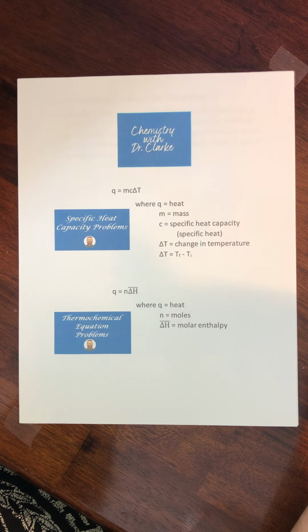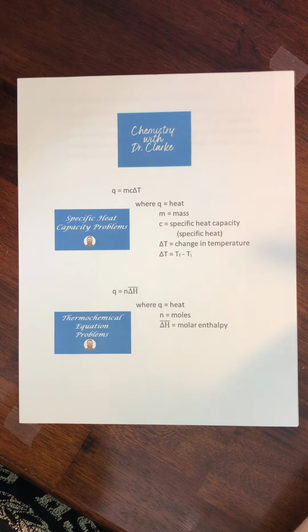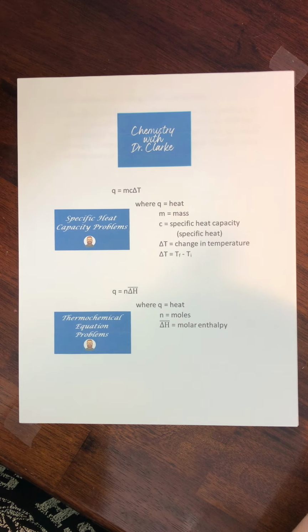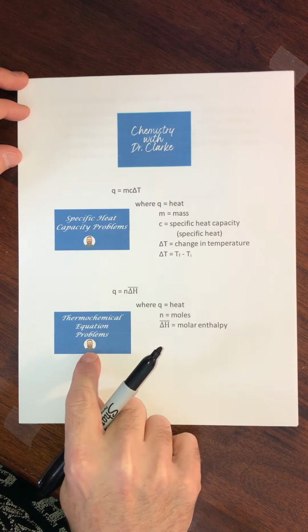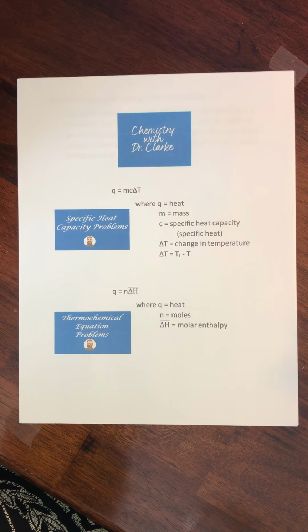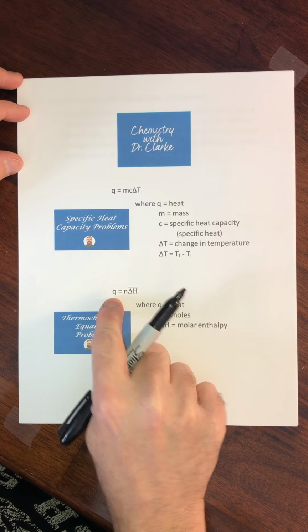go back and take a look at two of my other videos. There's one talking about the specific heat capacity problems. It uses this equation here. It talks about how if you're given all of the variables except one, how would you solve for the missing variable? How would you find mass, or how would you find specific heat capacity? The video that goes with this equation is called thermochemical equation problems. And basically, this is the equation we use when we want to do some calculations with thermochemical equations. And again, it talks about how do you find your n, how do you find your delta H bar, how do you calculate your Q.